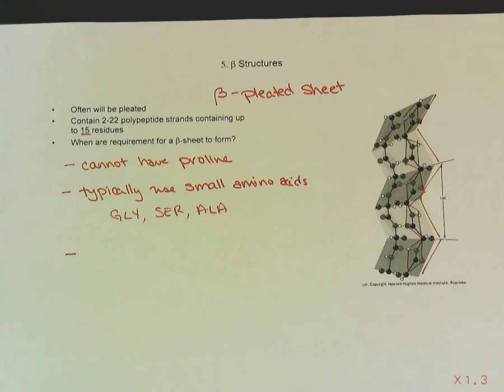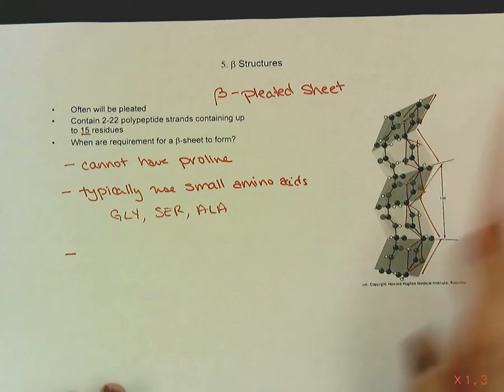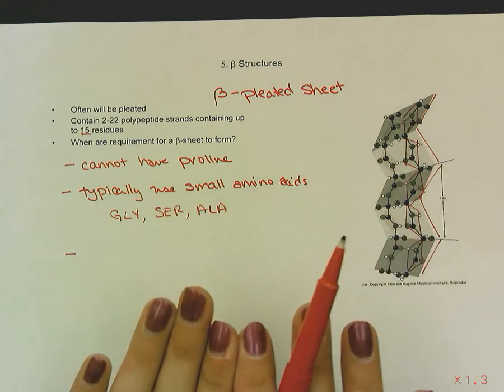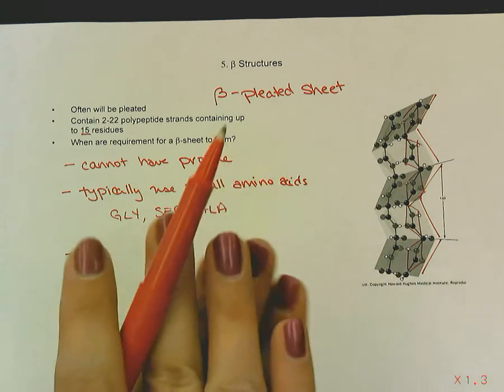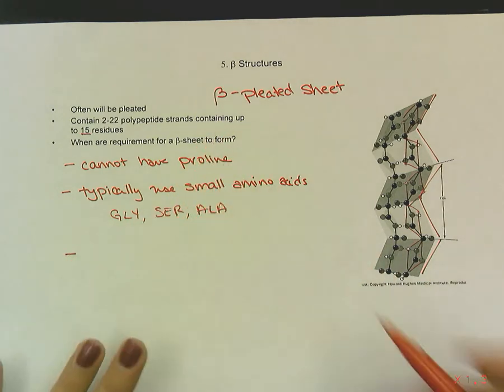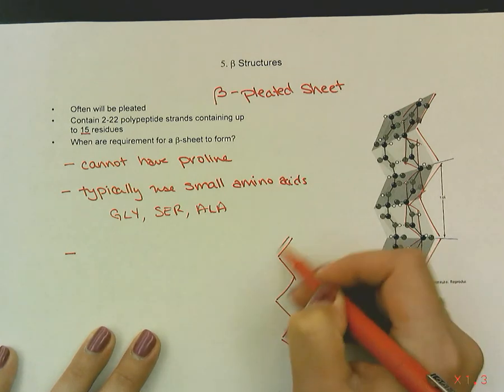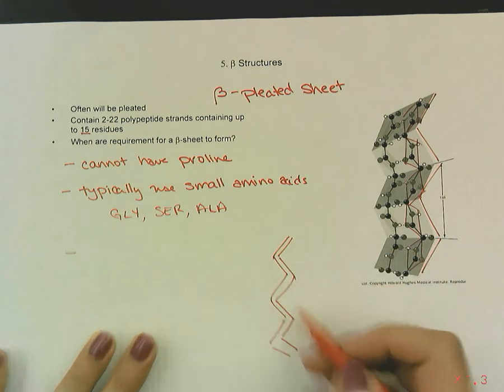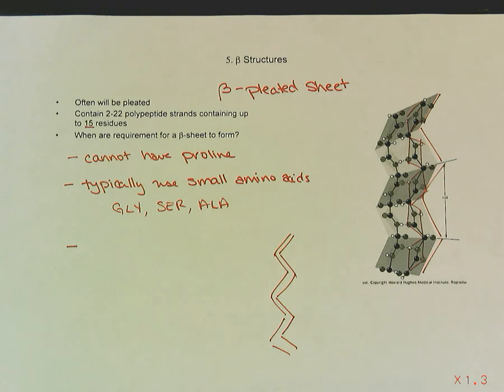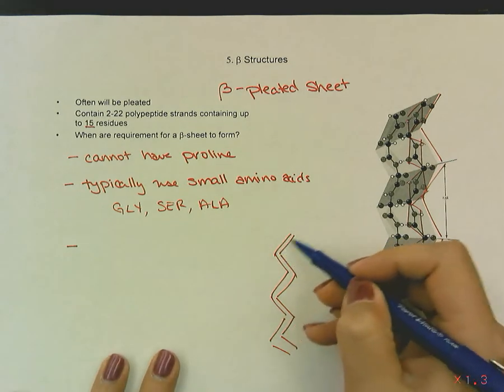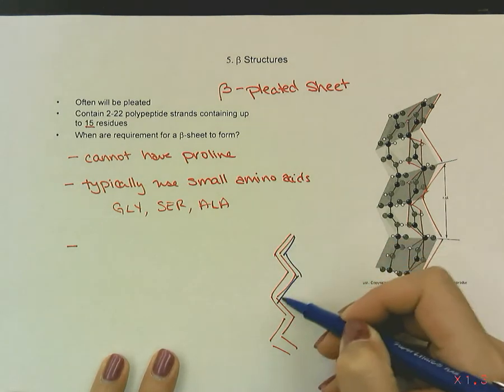The other neat thing about these beta pleated sheets is that besides having 2 strands next to each other in this kind of conformation, they can also stack on top of each other. So I can have a beta pleated sheet here. That's really 2 chains right there. And then sitting on top of it in 3D space is another one.